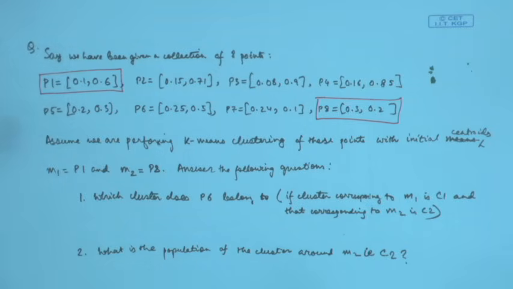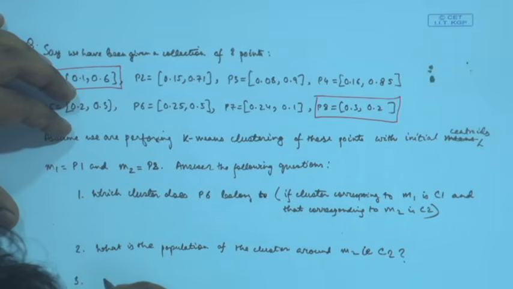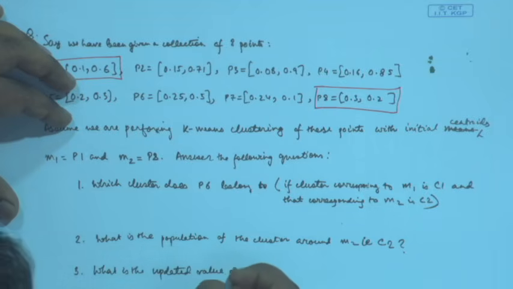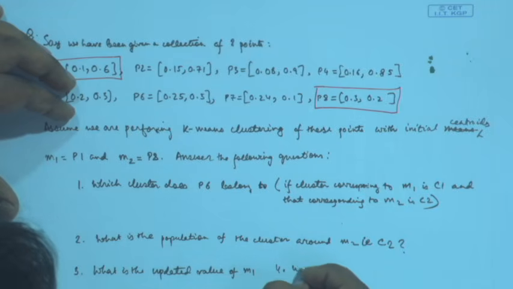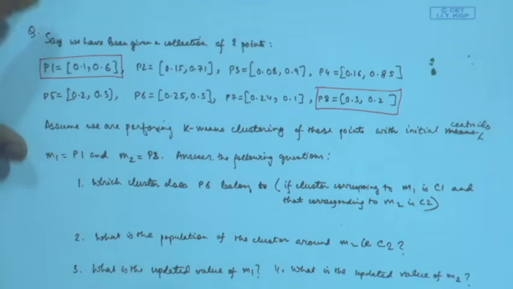So what we are doing is just also another question is left. The third question is, what is the updated value of M1, and yet another fourth question is, what is the updated value of M2. Okay, let's solve this problem.